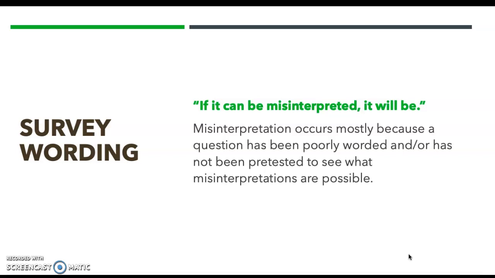So, one thing that we need to bear in mind is that if a question can be misinterpreted, it will be. Misinterpretation occurs mostly because a question has been poorly worded and/or has not been pre-tested to see what misinterpretations are possible. So that's why for our second and last method project, when you're designing survey questions, I do want you to ask people around you, if you are at home with your family members, to take your survey, and that way you can get feedback from them.